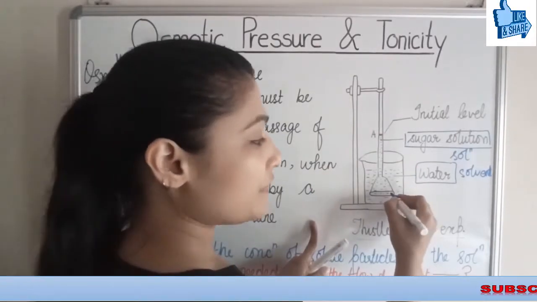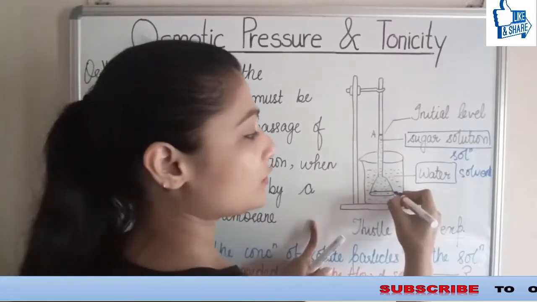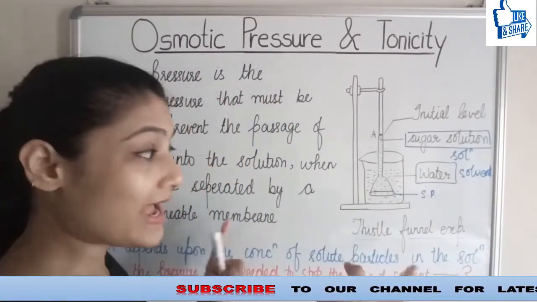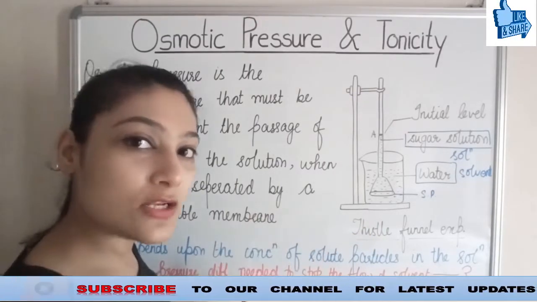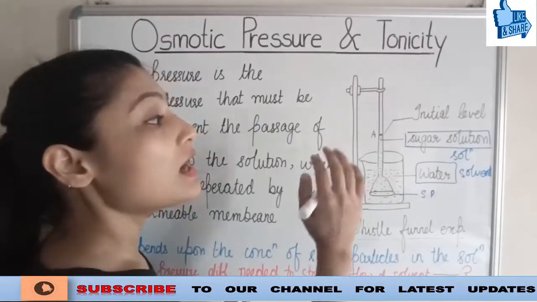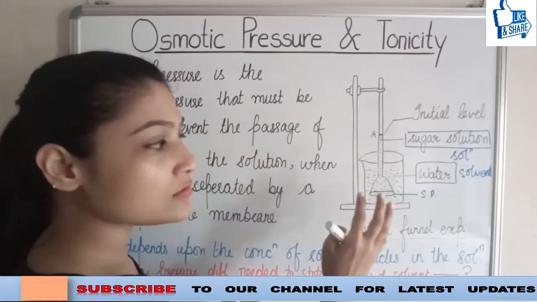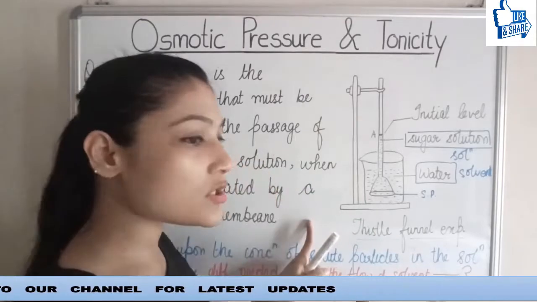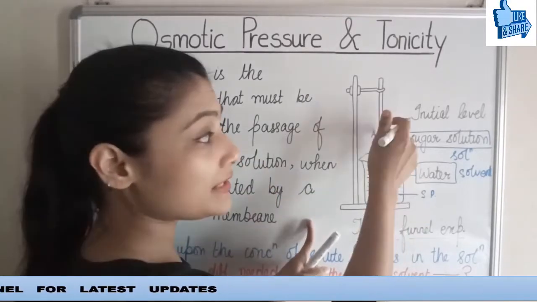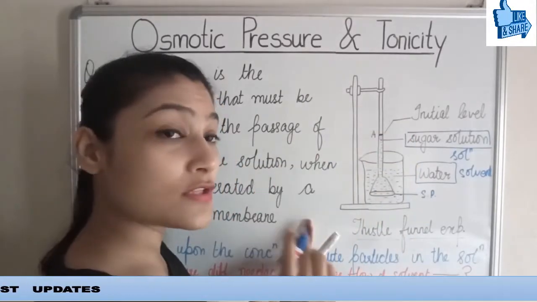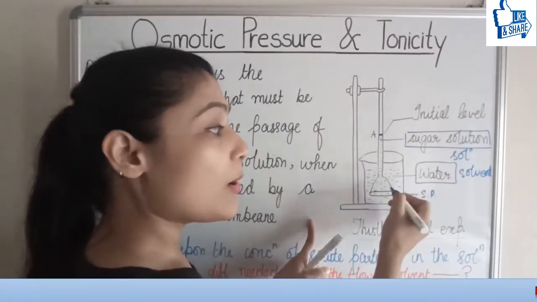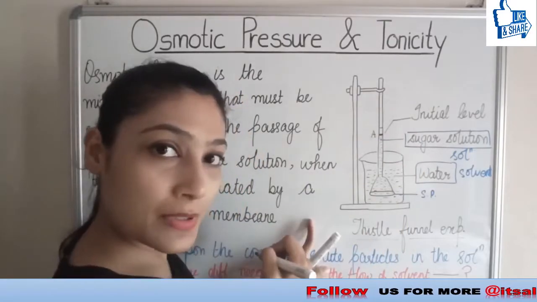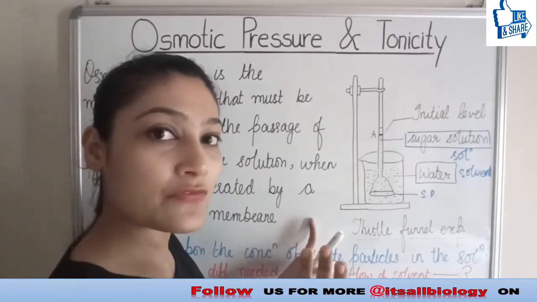Now, we know that the mouth of the Thistle funnel will be covered with a semi-permeable membrane, or in this case we are using cellophane membrane. One last thing that we need to understand here is that in an ideal setup, when no osmotic pressure is being applied, the initial level was this much of the sugar solution. When osmosis has taken place, some of the solution will move up. This is what we have studied in our previous class.